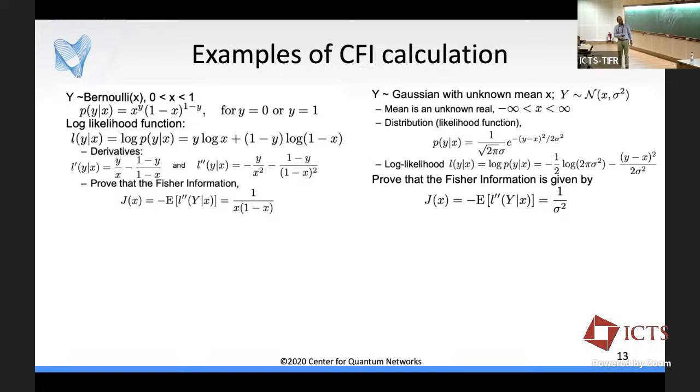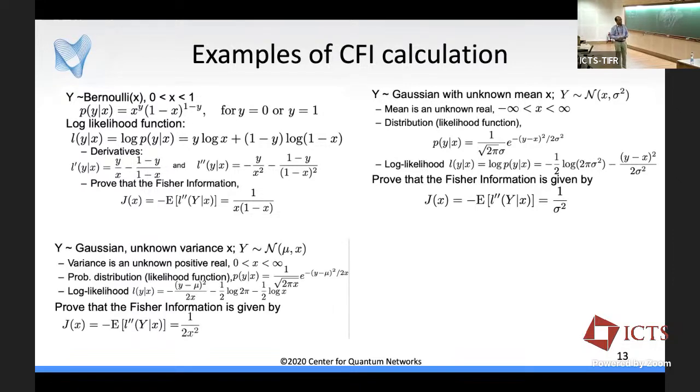Now let's look at it and see if it makes sense. If the Gaussian distribution has an unknown mean and you are getting a random sample from that, if the variance of the distribution is very small, then that Y will give you the information about X, the mean value, much better than if it's a fat distribution with a big variance. So it makes sense that if you have a small variance, your Fisher information will be high about X, but you can calculate this also very easily.